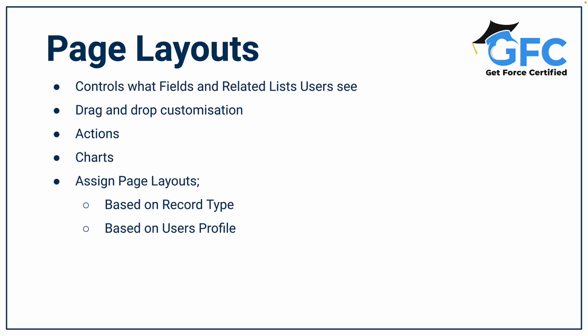Page layouts allow you to control what fields and related lists users see. They can be easily customized using drag and drop, and you can add actions or remove actions as well. You can add charts to the page layouts, and you can control what page layout users see based on their record types, their profile, or a mix of the two.